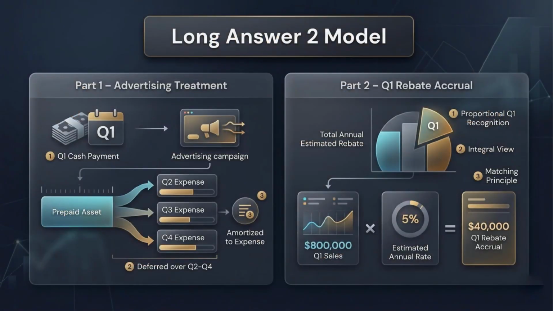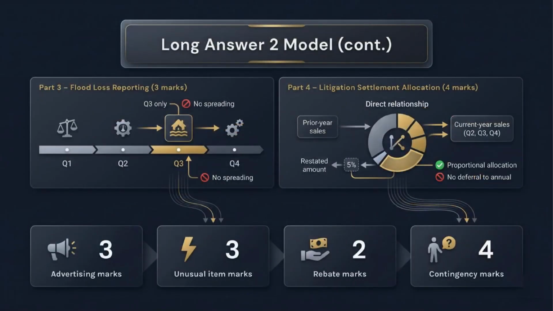For advertising, the $120,000 paid in Q1 benefits Q2 through Q4. So it is deferred in Q1 and expensed at $40,000 per quarter as the campaign runs. For the rebate, Q1 eligible sales are $800,000 and the expected rebate rate is 5%. So the Q1 rebate accrual is $40,000. The rebate reduces Q1 net revenue and is reassessed as later quarter sales develop. For the flood loss, the $200,000 unusual loss occurred in Q3, so it is reported in Q3 and separately disclosed. It is not spread across the year.